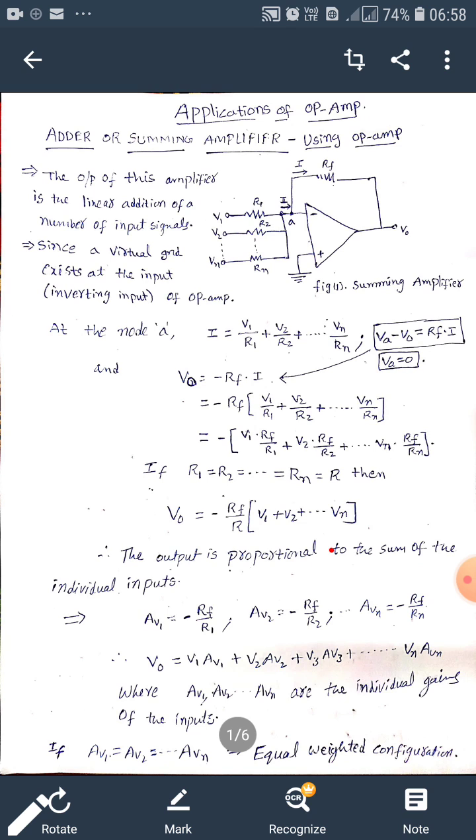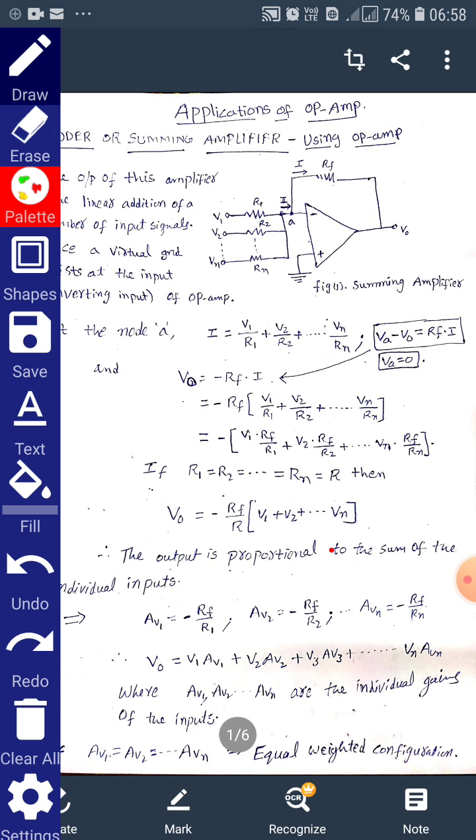the total current approaching node A is I. Here we can see the total current I approaching node A is the sum of the individual currents flowing through R1, R2 and so on up to Rn. These are the individual currents. So the algebraic sum of these currents is equal to I, from KCL.